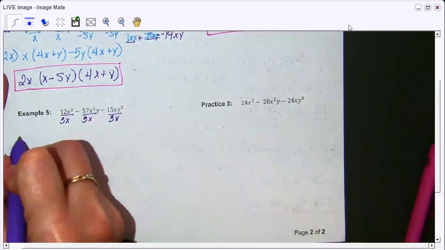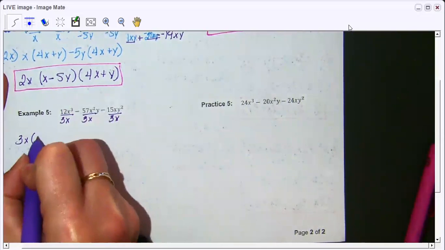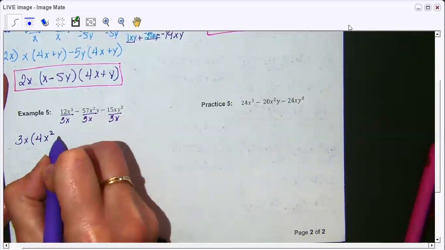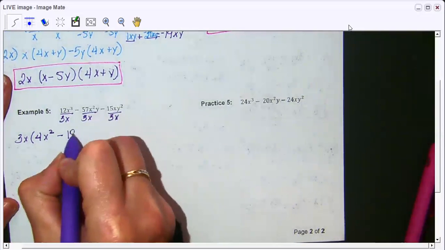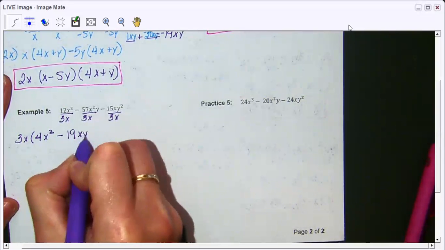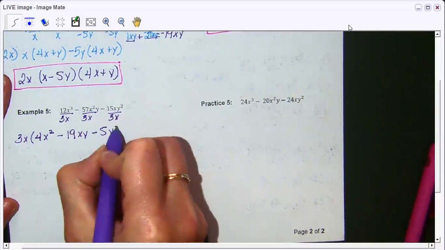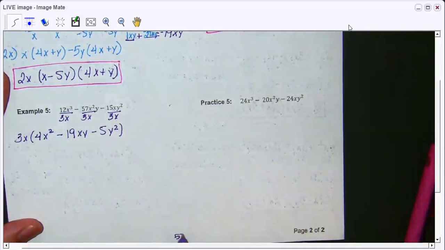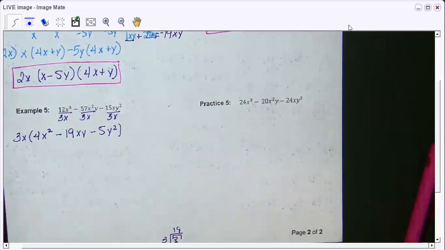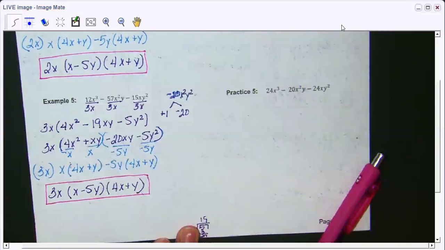Okay, so I think I'm right. I just want to make sure. Yep. Okay. So now that we have that factored out, I want you to go ahead and finish factoring this one out on your own. Okay. Any questions on example 5?